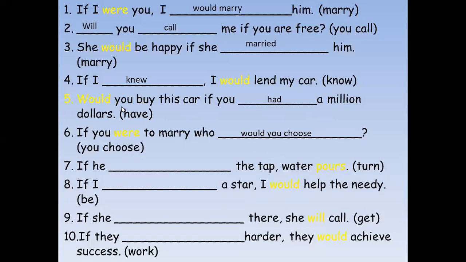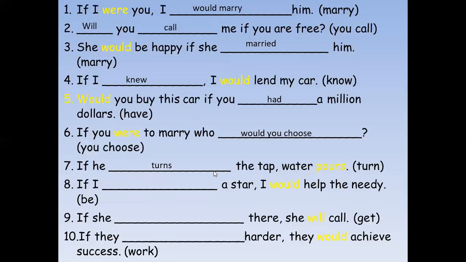If he turns the tap, water pours. It's if clause type 0. This is a general truth. Whenever you open or turn the tap, water pours.